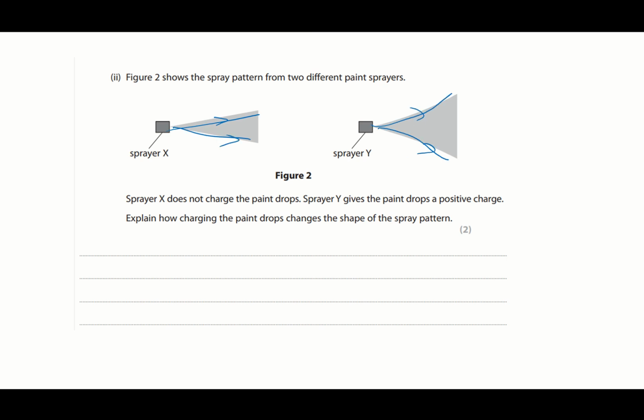We've got 2 spray patterns, one where it goes out like that and the other one where it curves. Okay, well that makes sense. So on this one, it's likely to be a neutral charge. It's got no charge on it. And on this one, we've got a further spread. And the reason we've got a further spread is those positive charges that are the same charge will repel. So X does not charge the drops. Yeah, we can see that. It's a 0 charge. Y gives them all a positive charge.